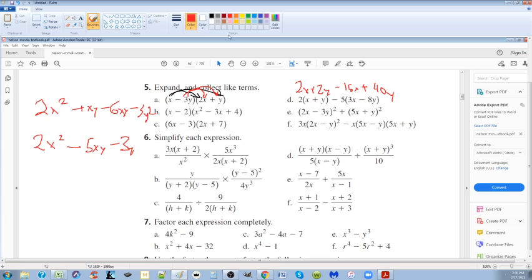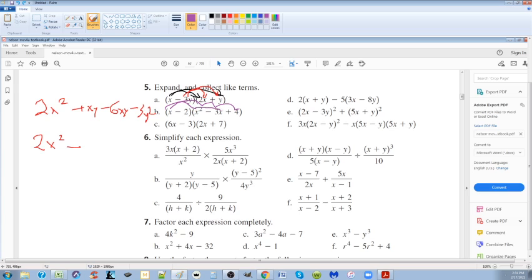Okay, where are my like terms? Here and here. So I'm going to end up with minus 13x plus 42y. And that's it. And what about this one? Well, this is just a longer expansion. Practice it. Later on, when you start doing crazy ones, just use Symbolab.